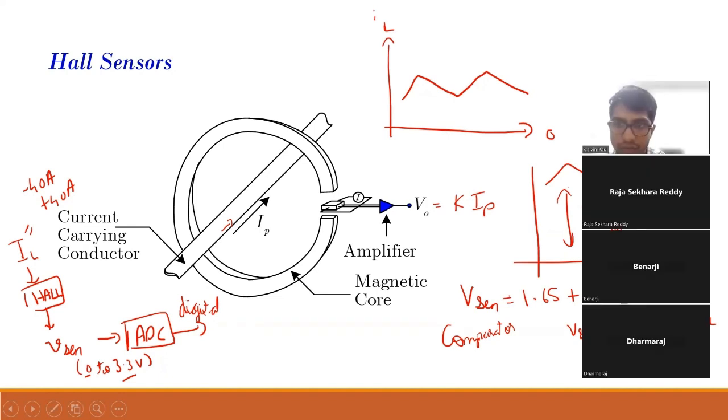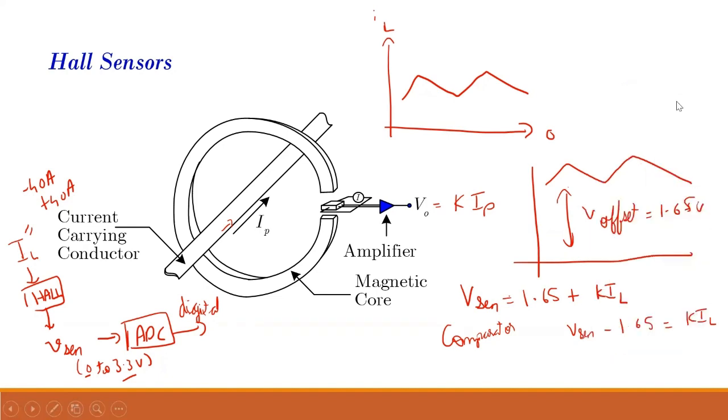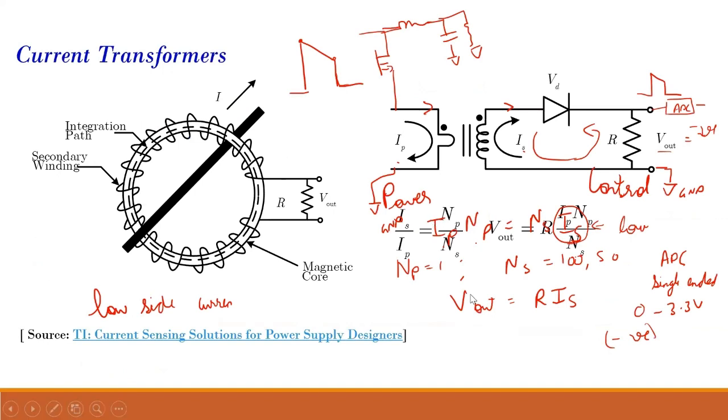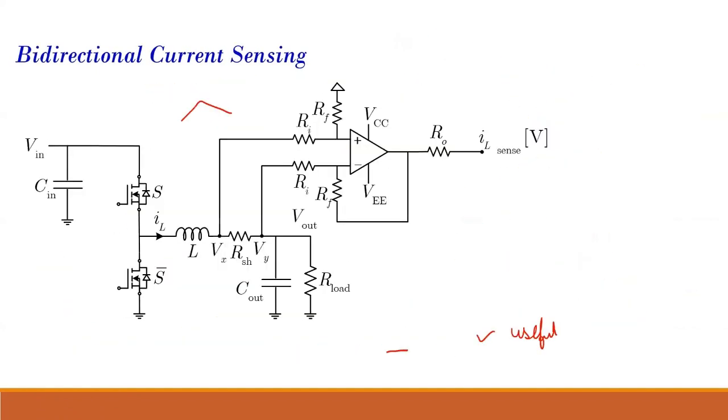So then, that previous current transformer. What about the previous method we saw, the one before this? Here also we get bidirectional current sensing. Yes, bidirectional current sensing, but it is not isolated.